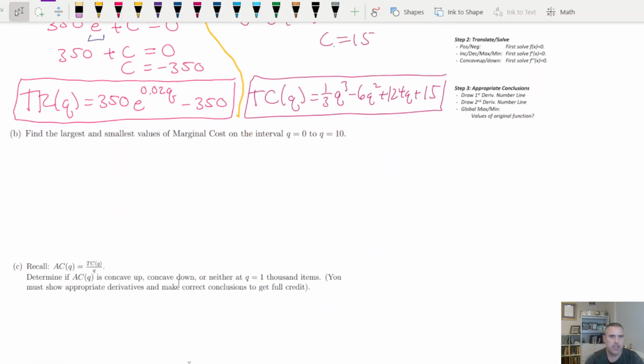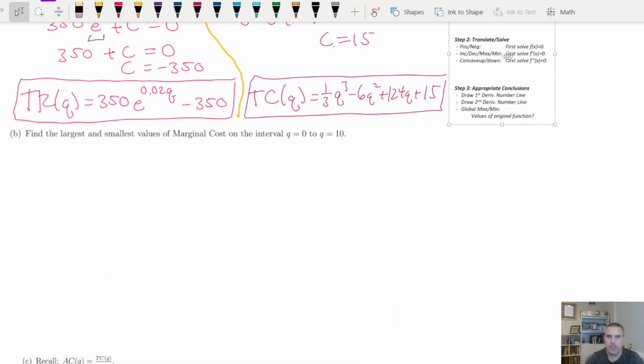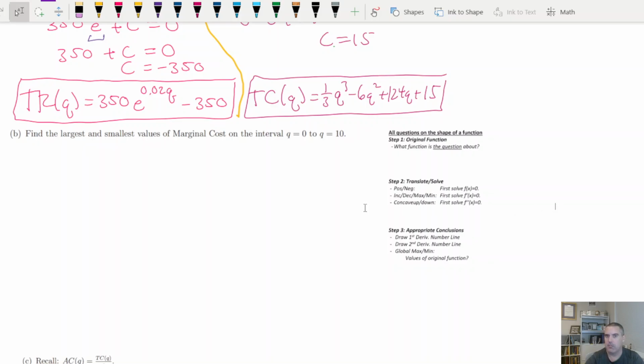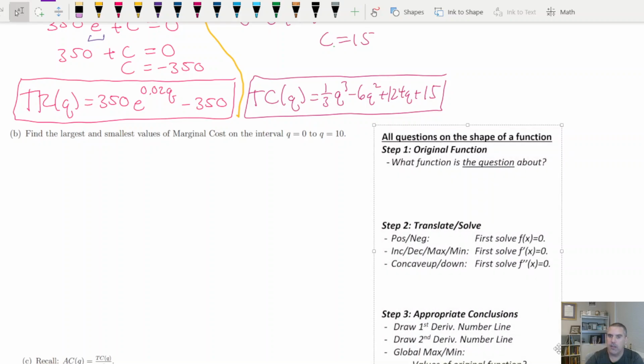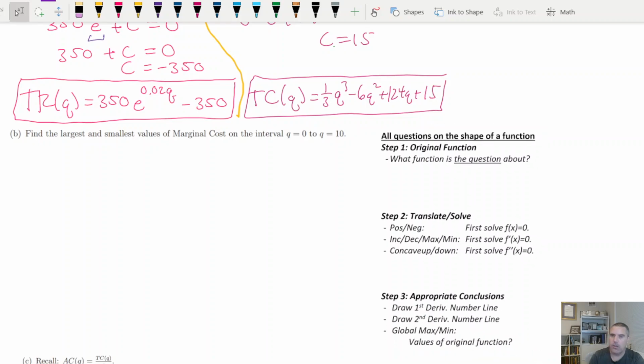So the next question says, what is the biggest and smallest that marginal cost can be? So this is more of an exercise in reading and doing what the question says. So here the question's about marginal cost. Now that sometimes confuses people. They're like, isn't marginal cost the derivative of something else? It doesn't matter where marginal cost comes from. If a question's about marginal cost, then marginal cost is your starting function. So the very first thing I would write here is they're asking me.